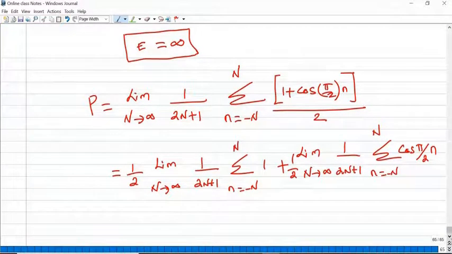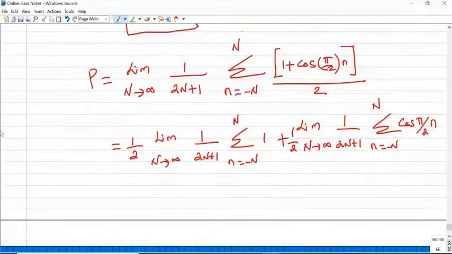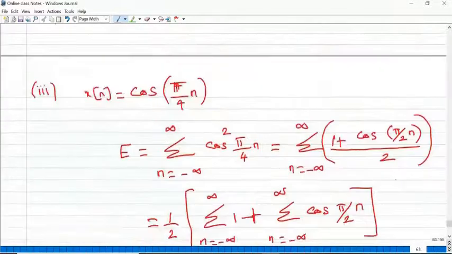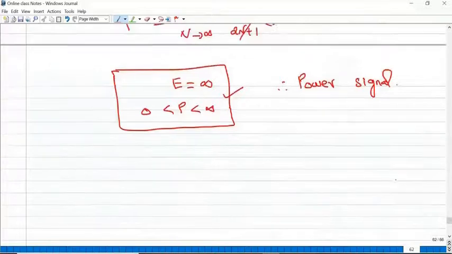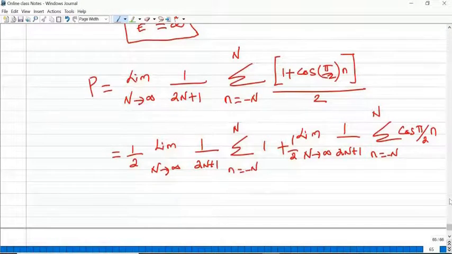So 1 plus cos term, I have written two steps. First step, the one related. Second step. Okay. Now in the previous problem we just solved, minus n to n of 1, what is the result? Minus n to n of 1, the result is 2n plus 1.